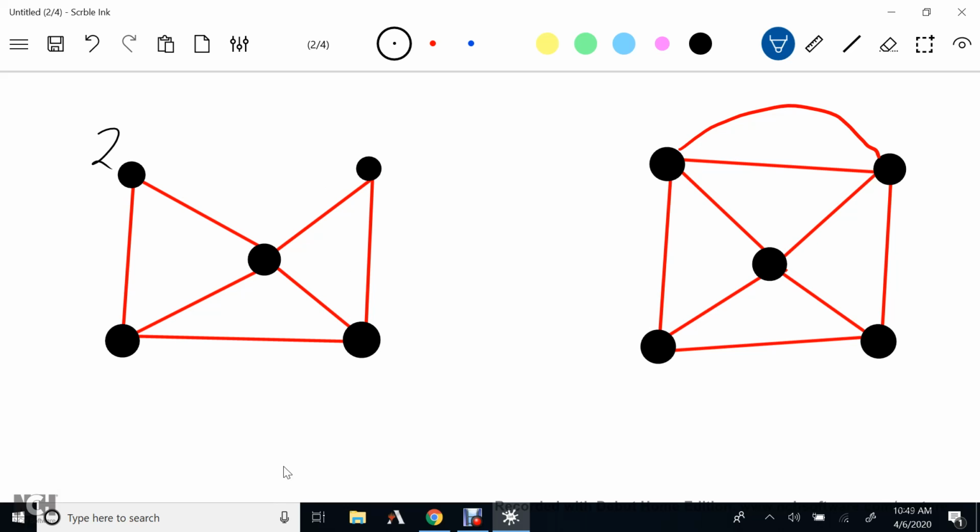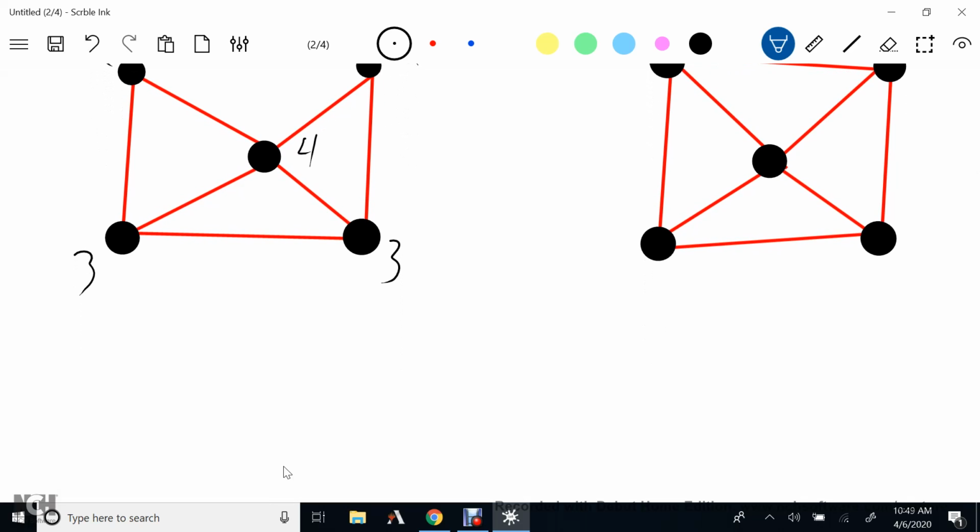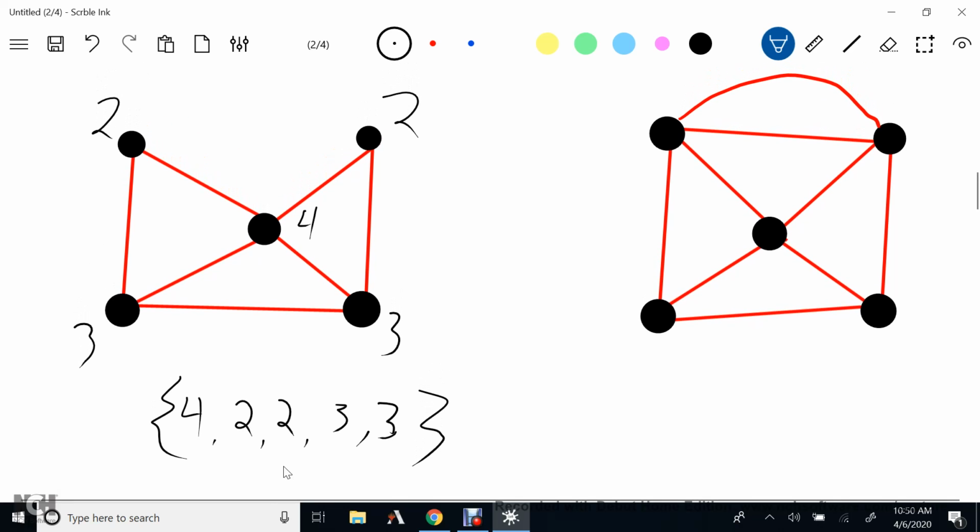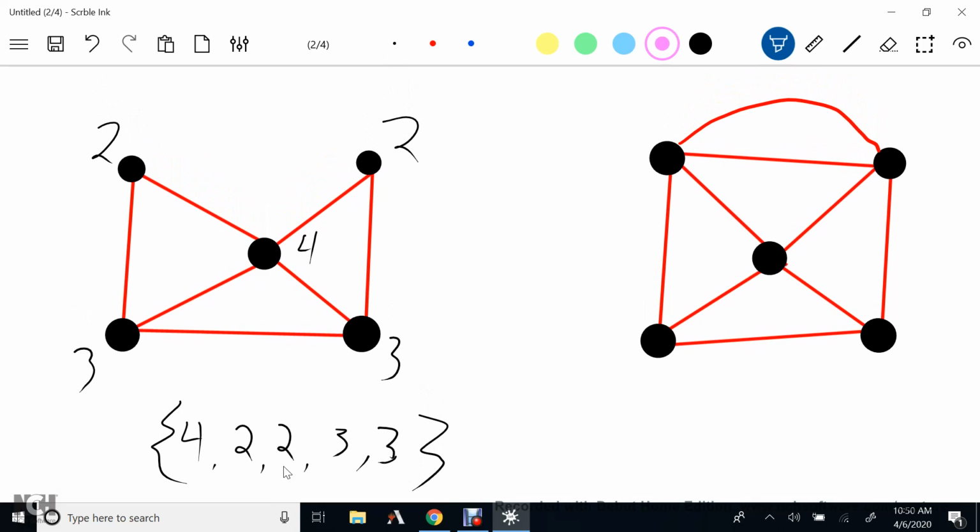So that's a 2 and a 2 and a 3 and a 3 and a 4. And so we get a degree set of 4, 2, 2, 3, 3. And I'm writing it a little bit weird, and you'll see why in a second. Right? So that's our degree set. And likewise for this one on the right. Pause the video, try it out. I think you can find that you can find an Eulerian path, okay?